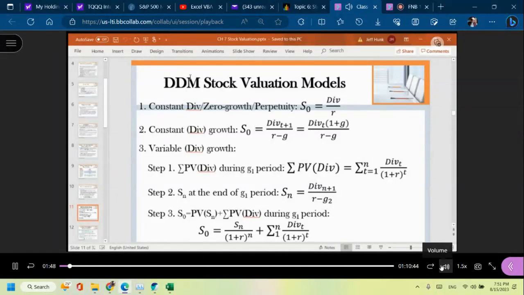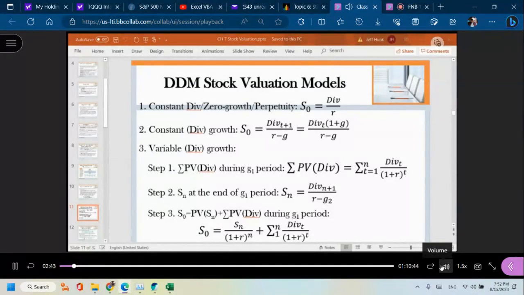Stock valuation models like DDM are part of a larger group called DCF. What does it stand for? DCF stands for discounted cash flow models. If you think about it, the discounted cash flow model is not something new. The bond valuation model was basically a discounted cash flow model. Why? Let's take a look.